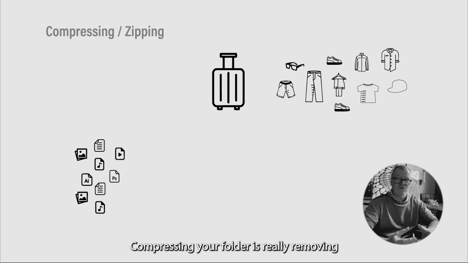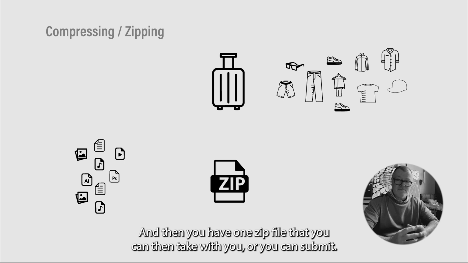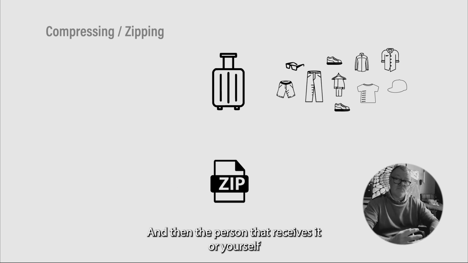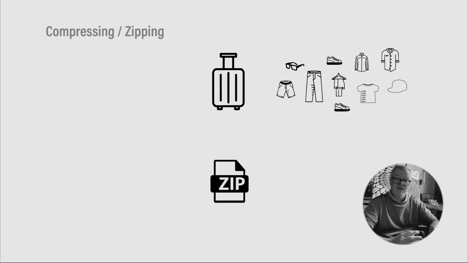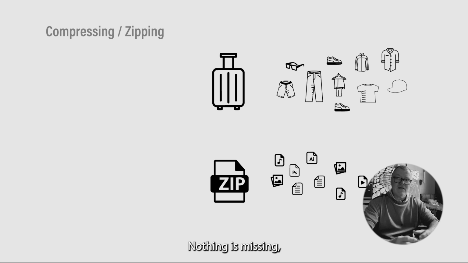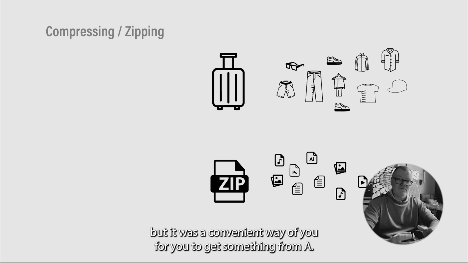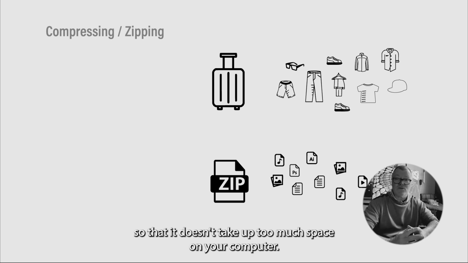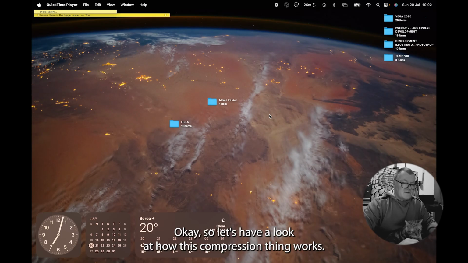Compressing your folder is really removing anything that isn't important. And then you have one zip file that you can then take with you, or you can submit, and then the person that receives it or yourself can then extract, and everything is still there, nothing is missing, but it was a convenient way for you to get something from A to B. It's also a convenient way for you to archive stuff so that it doesn't take up too much space on your computer. Okay, so let's have a look at how this compression thing works.